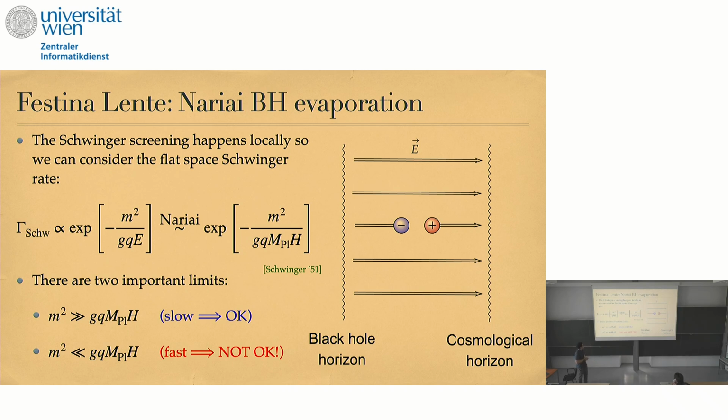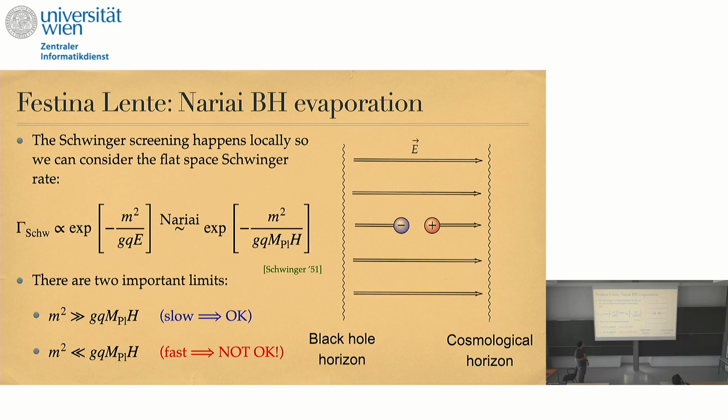Now there are two regimes that one can think of. You can think of a regime where the charge carriers are massive, so m squared is much bigger than the denominator here, and this process is exponentially suppressed and is very slow. When this process is slow, then this black hole evaporates slowly, and you don't lose charge too fast. The black hole remains good. It doesn't go super extremal, and everything is okay.